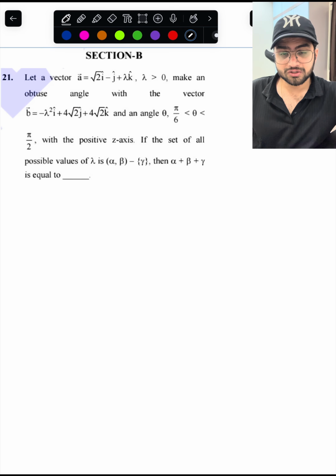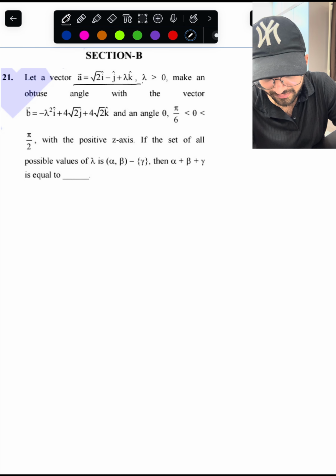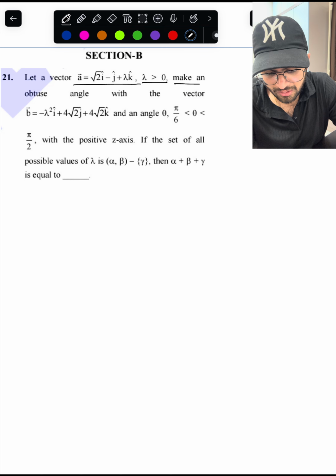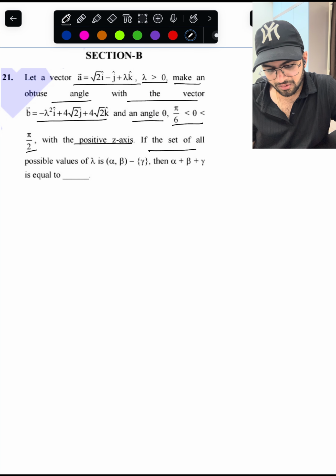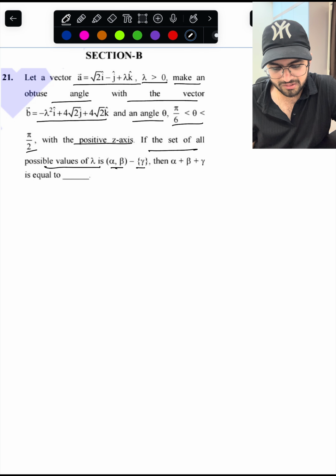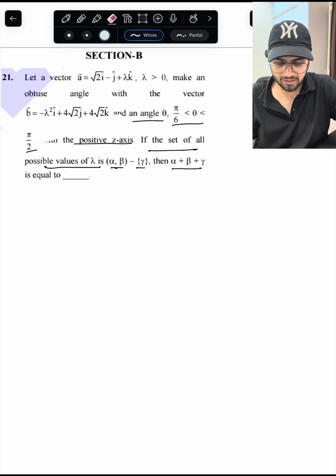Let's move to 21st question here. So what is given? Let A bar is given and lambda is positive. Make an obtuse angle with the vector B bar and an angle theta, and theta is between pi by 6 to pi by 2 with the positive z axis. Okay. Now if the set of all possible values of lambda is alpha, beta minus gamma, then alpha plus beta plus gamma is. So simple vector algebra question.